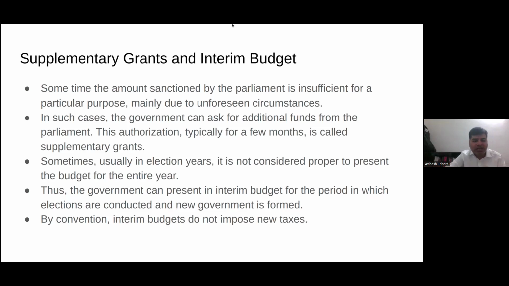Okay, so by convention, interim budgets do not impose any taxes.